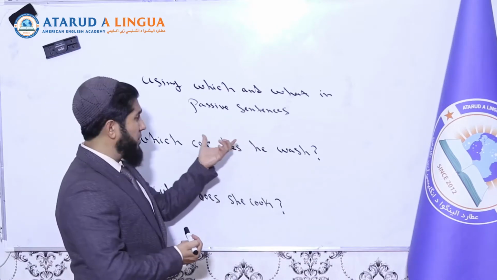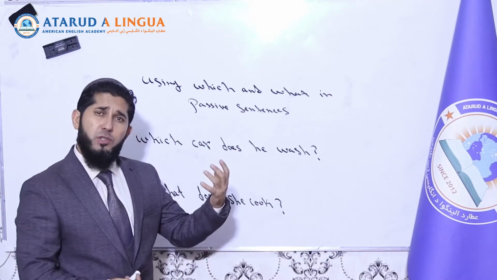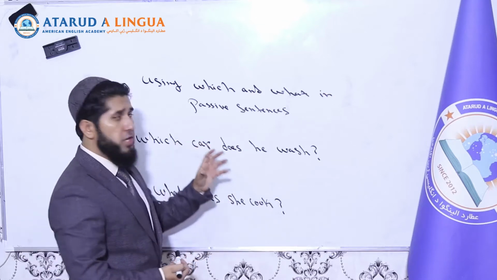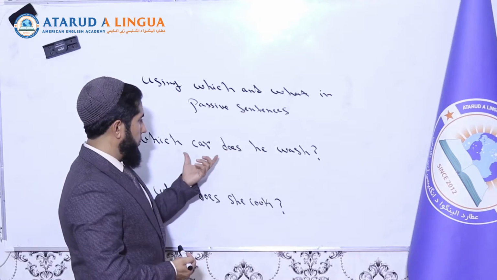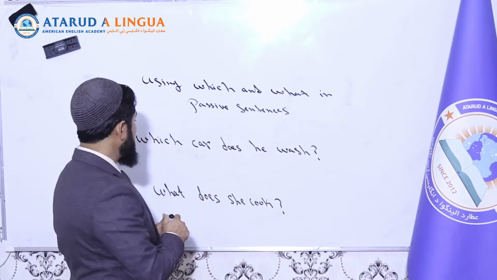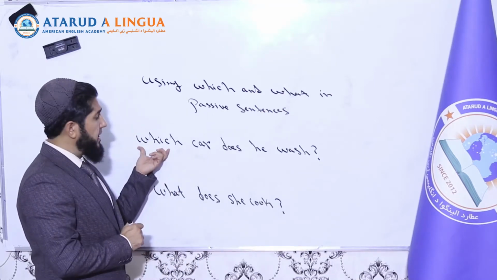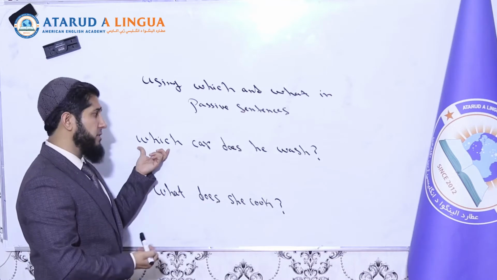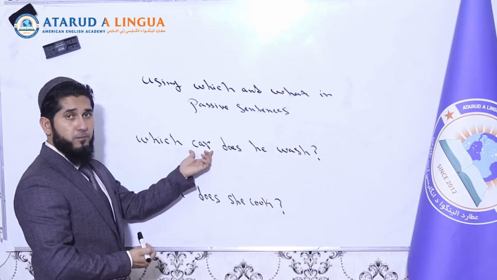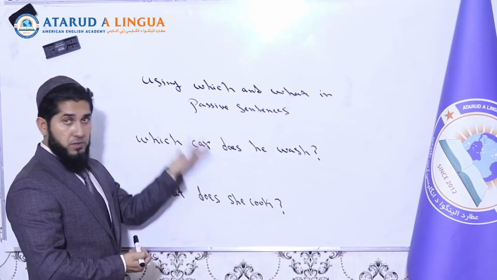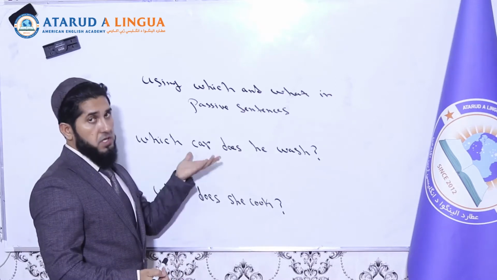Now I'm going to try to change the WH question words which and what from active form to passive form. When we use which, it functions as an interrogative adjective. Therefore, it's usually followed by a noun. Sometimes it could be followed by a pronoun, but most of the time it's followed by a noun.